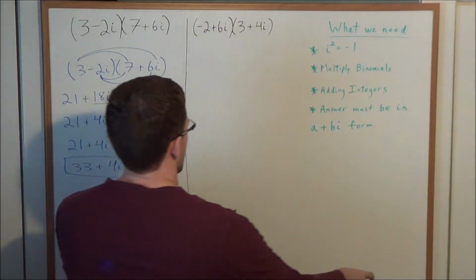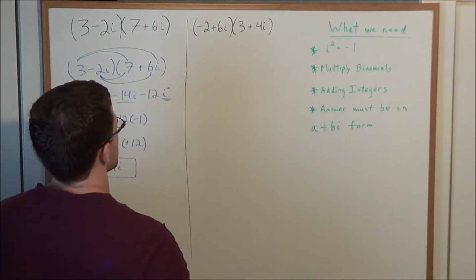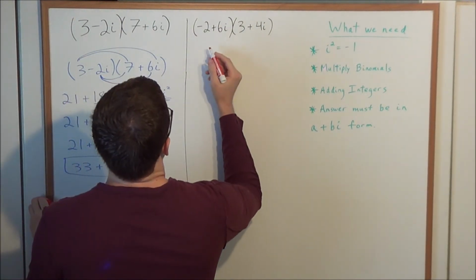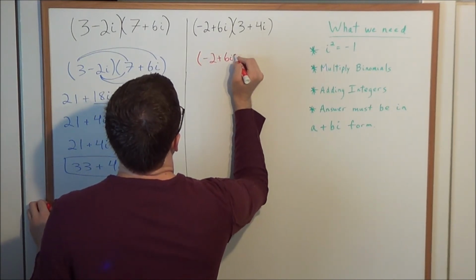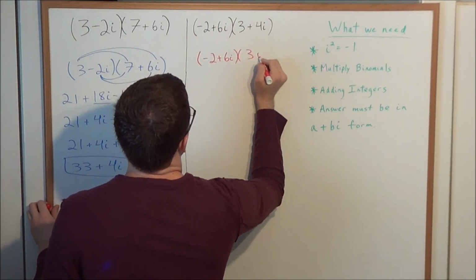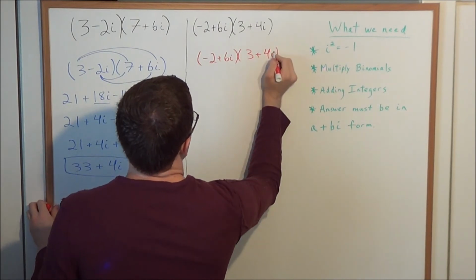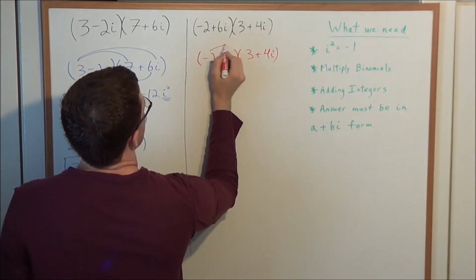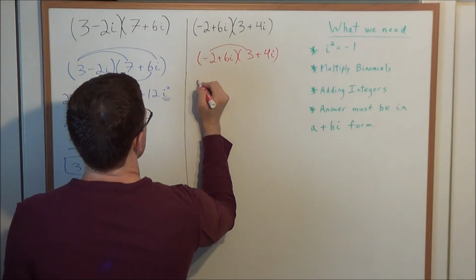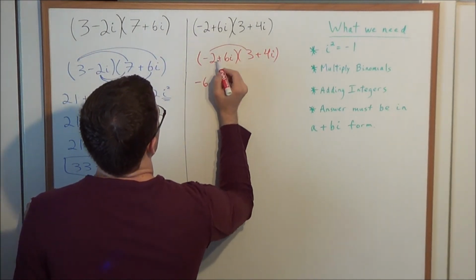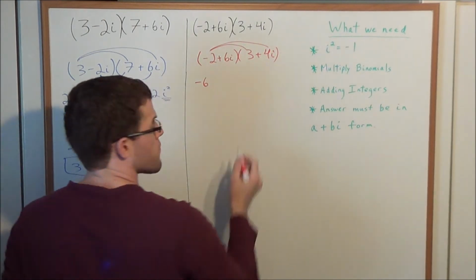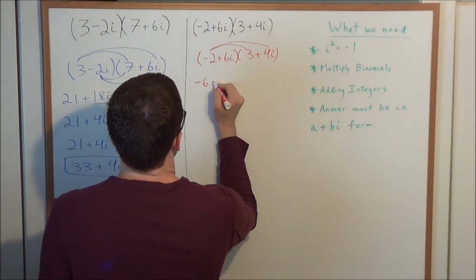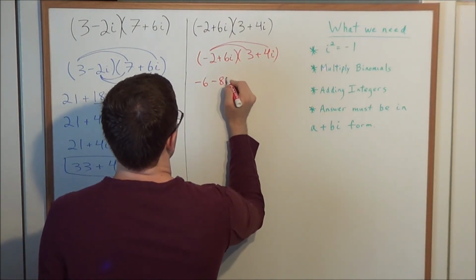We have negative 2 plus 6i times 3 plus 4i. So we'll go ahead and write this down. Okay. So now we're going to do the same thing for this problem. We have negative 2 times a positive 3. This is a negative 6. We have negative 2 times a positive 4i. This is going to be a negative 8i.